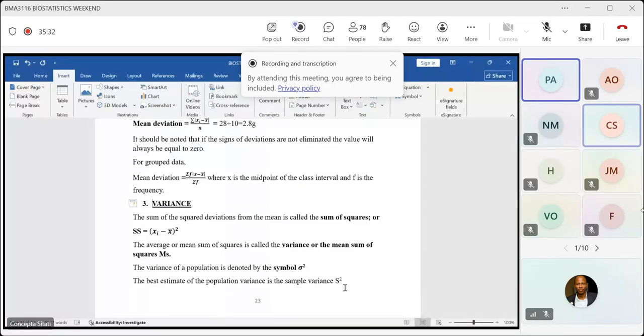Are we together? Yes, we are together. So the symbols for the variance for population is sigma squared, and for sample is S squared. So sigma squared and S squared are the symbols that we use for variance.